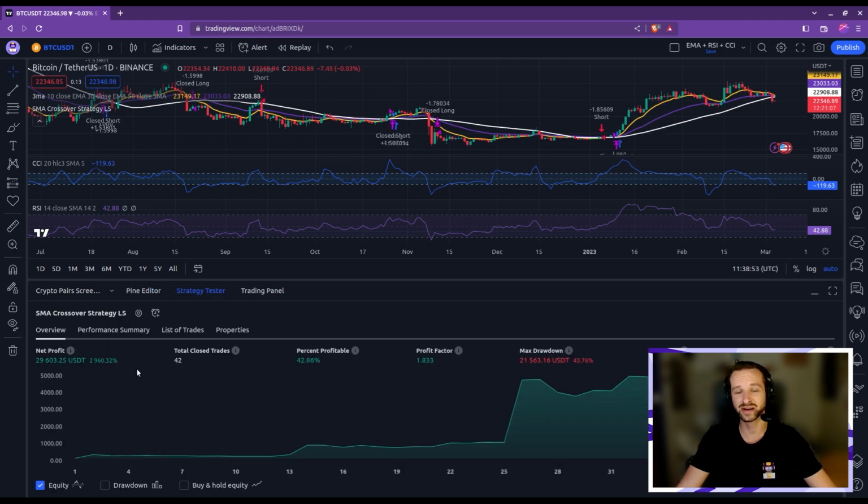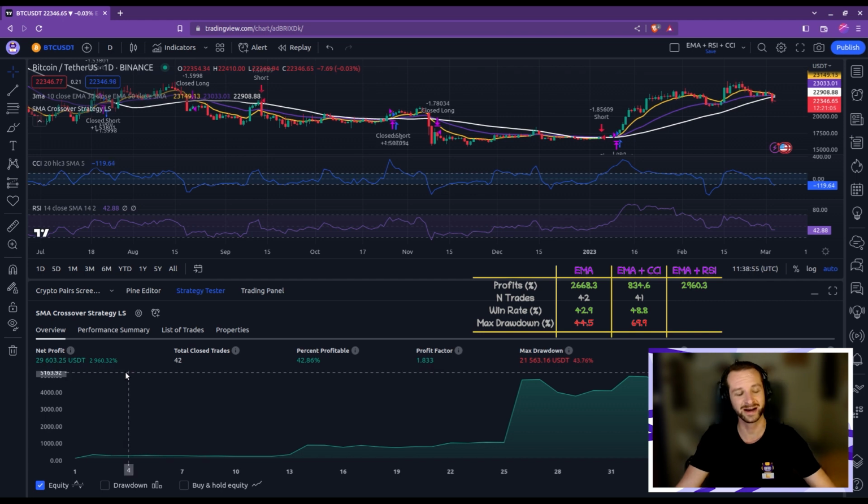So we have improved quite a lot with respect to the case of the CCI, but also with respect to the case of the toy example. And we have the same amount of trades as in our toy example. The win rate is the same and the maximum drawdown decreased a bit.